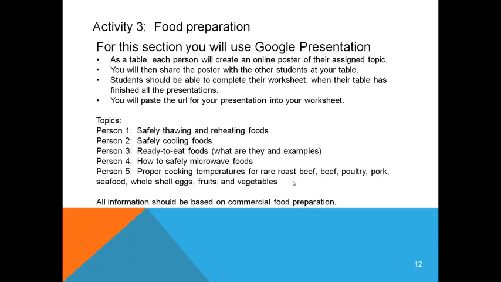Now, the first activity you're actually not going to be doing while you're online, so you'll want to pause this or come back to it after this is done. For this part, you're talking about food preparation. So you are going to go into Google Presentation on your Chromebook, and each person at your table is going to make an online poster or online presentation on their assigned topic, and each topic is short.